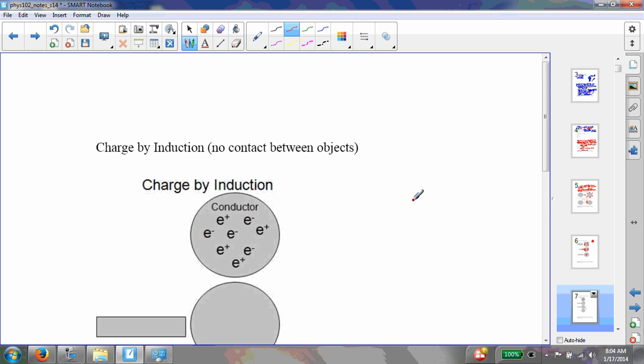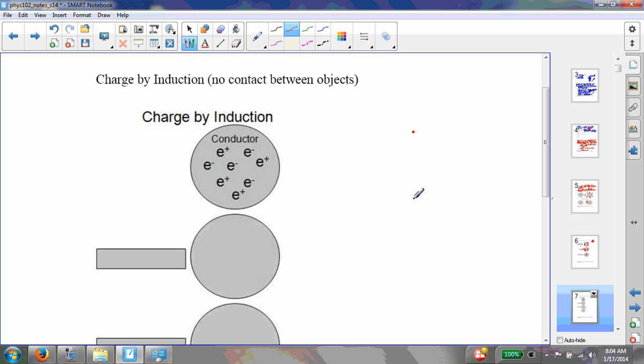We can also charge by induction. This is a little bit different. Now, when I have charging by conduction, it requires contact between the two objects. But charging by induction, there's no contact between the objects. So let's say I have a neutrally charged conductor. Right? Notice that I have equal number of positive and negative charges.